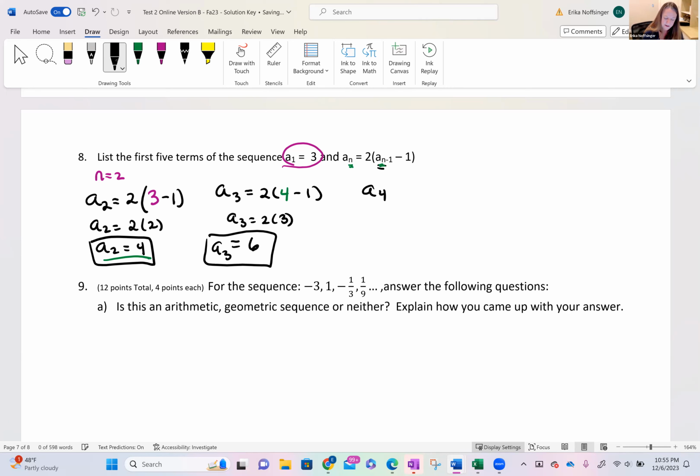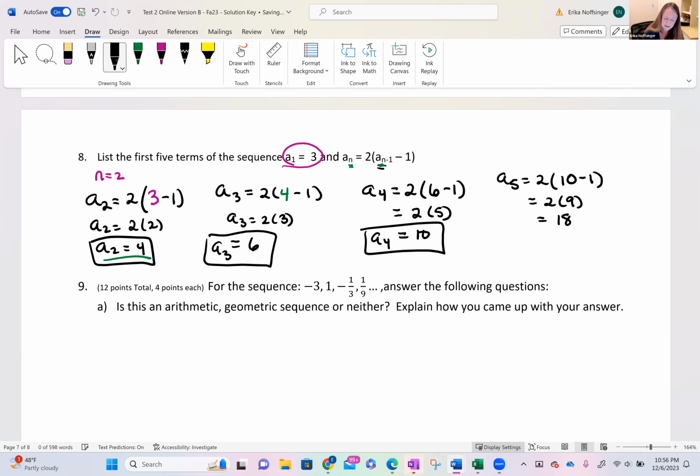So a sub 4, plugging in 4 wherever I see an n, I have 2 times, well, a sub 4 minus 1 is a sub 3, which is 6 minus 1. So this is 2 times 6 minus 1, which is 5. 2 times 5 gives us 10. Last term, a sub 5 is 2 times a sub 5 minus 1, which is a sub 4, but a sub 4 we just found was 10. 10 minus 1. So we have 2 times 9, which is 18. So I get a sub 5 is 18.